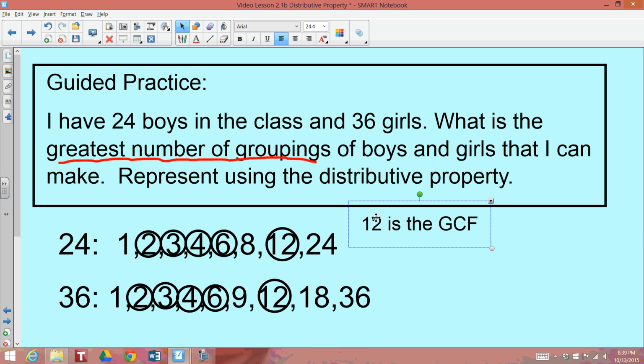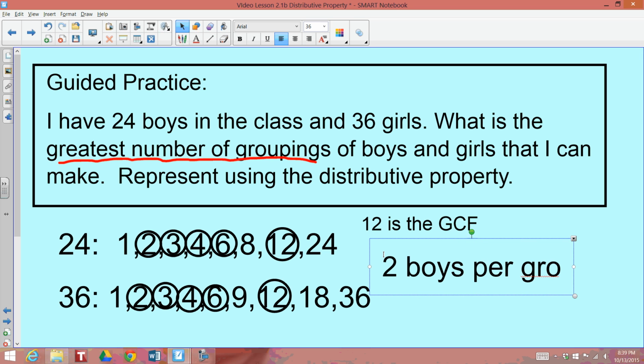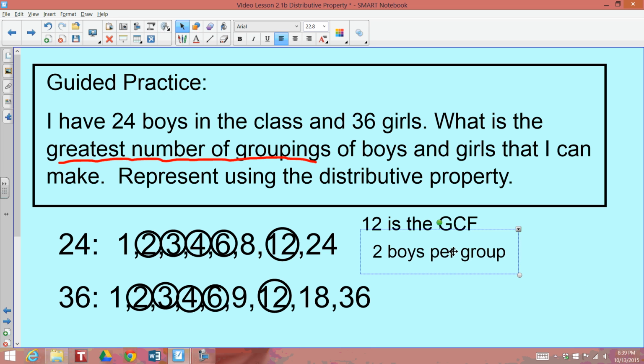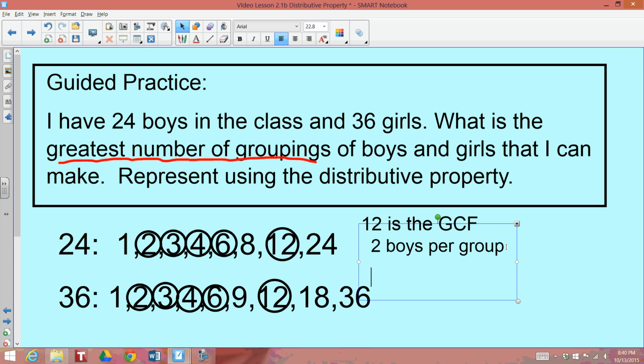So now how do I find the amount of girls and boys in a group? Well, if I have 12 groups and there's 24 boys, I'm going to take those 24 boys and divide them into 12 groups. So essentially, I'm doing 24 divided by 12. So that would be 2 boys per group. And then, when I look at how many girls I have, 36 girls divided into 12 groupings would be 3 girls per group.